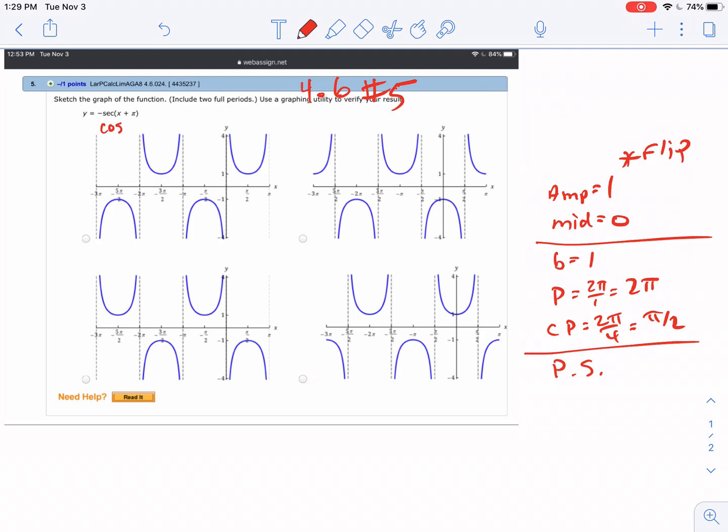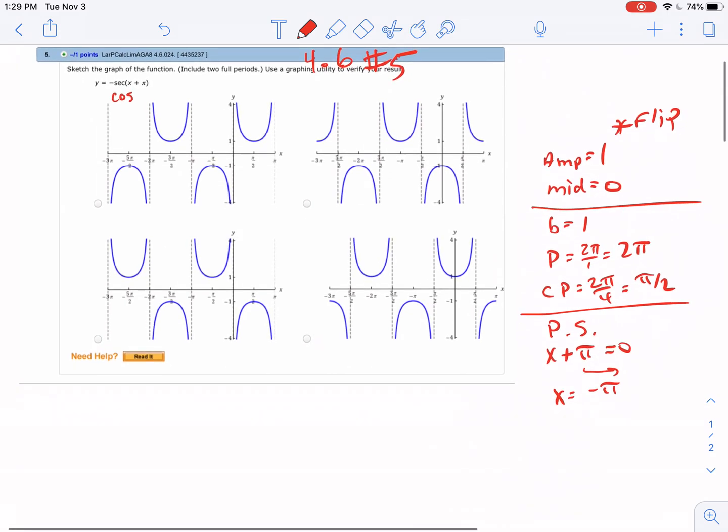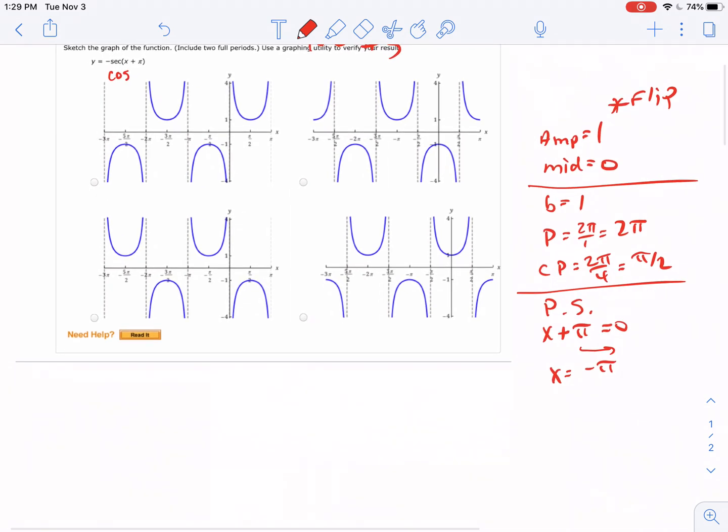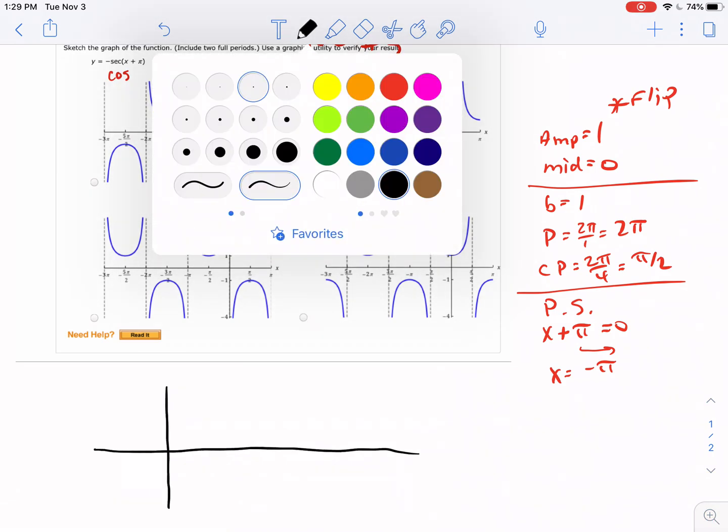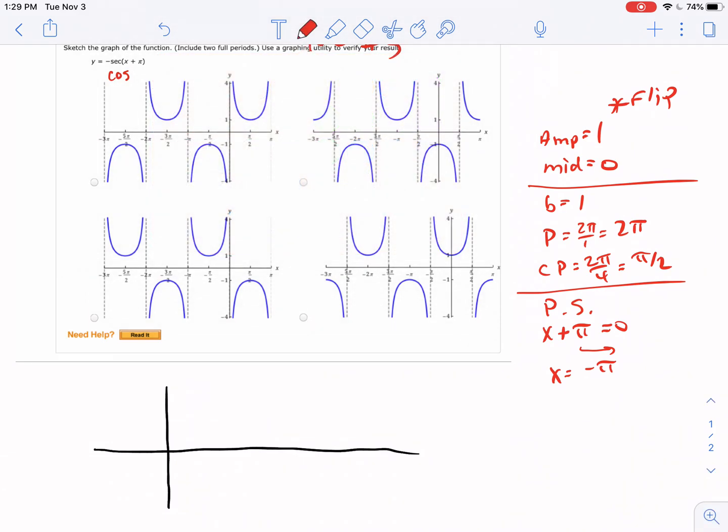And then the phase shift: let's take our stuff in parentheses, set it equal to 0, slide the pi over there, so that's going to be negative pi. And so the idea is we're going to go to the left negative pi because of the phase shift.